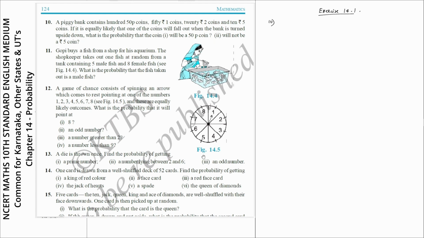That's the question. So here, what is the number of 50 paisa coins? 50 paisa, right, 50 paisa coin. So this is equal to 100. And what is the number of 1 rupee coins? So number of 1 rupee coins is equal to 50. And what is the number of 2 rupee coins?